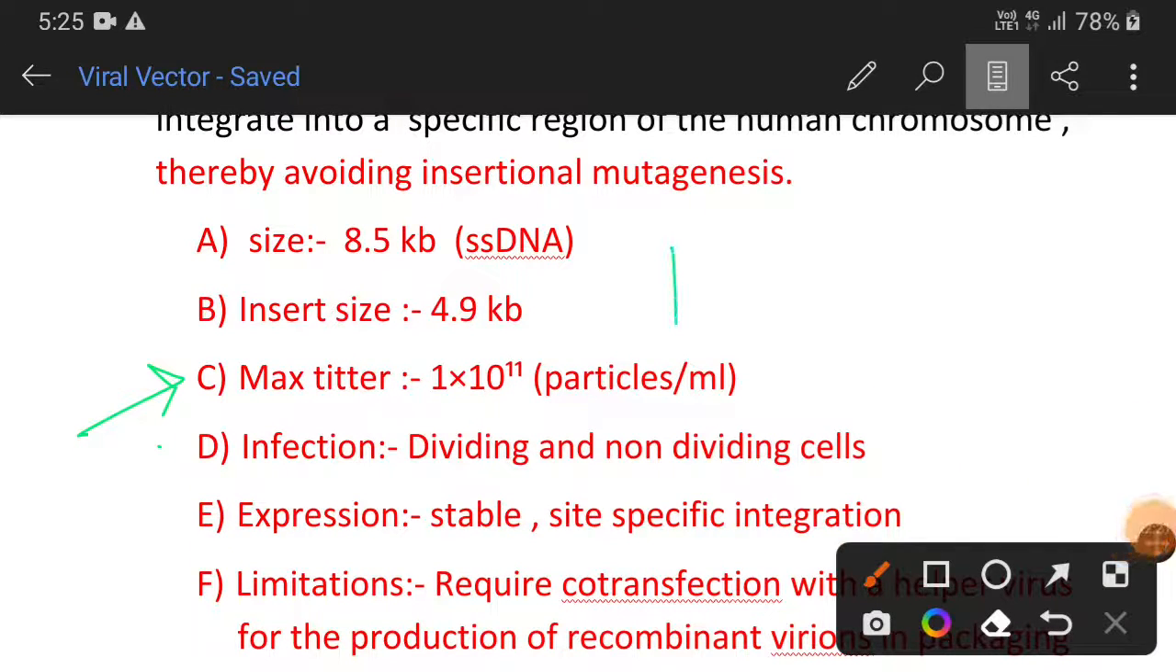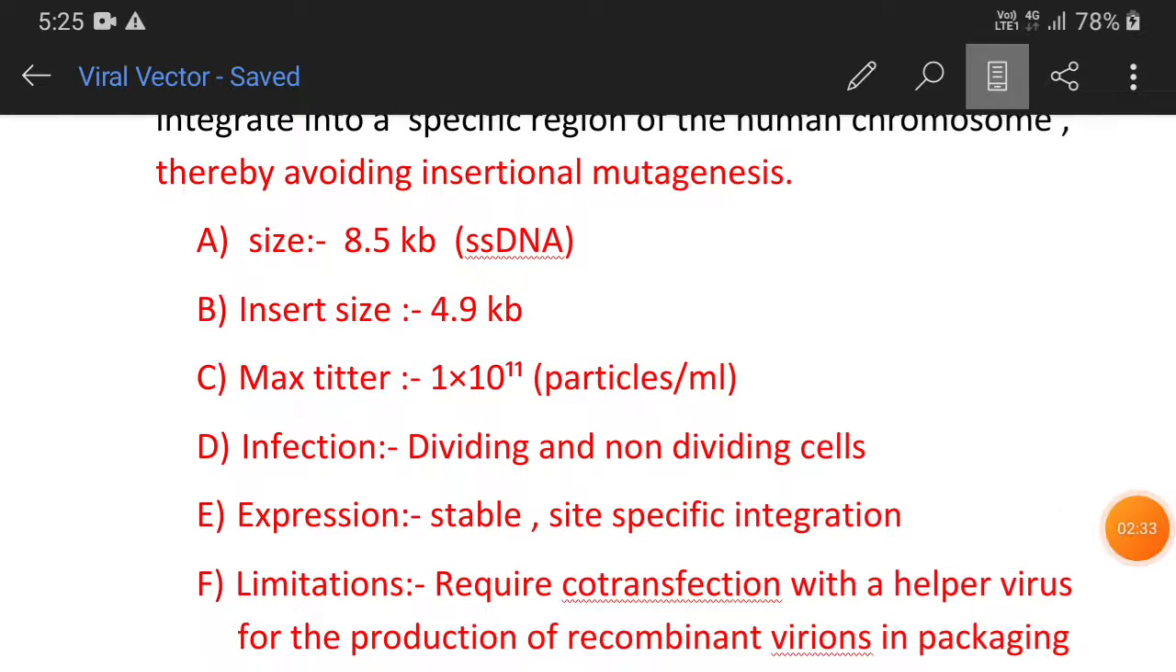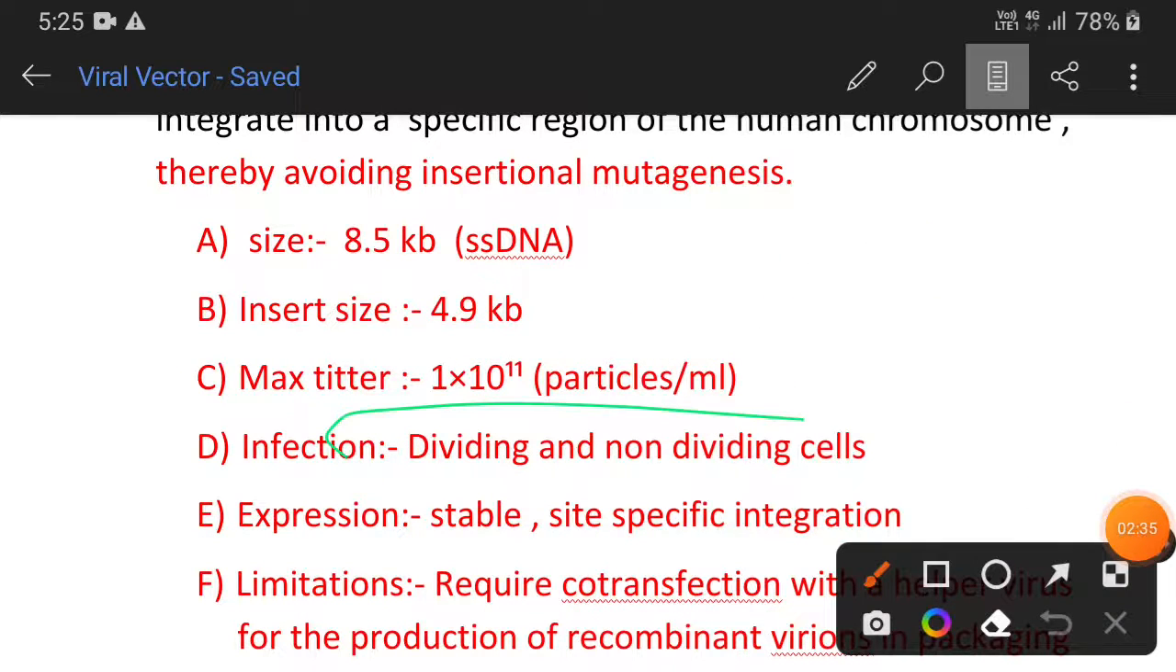The maximum titer is 1 into 10 to the power 11 particles per milliliter, and I am again saying this is not pure adeno-associated virus. Okay, there can be presence of helper virus also. And it has the ability to infect both dividing and non-dividing cells.